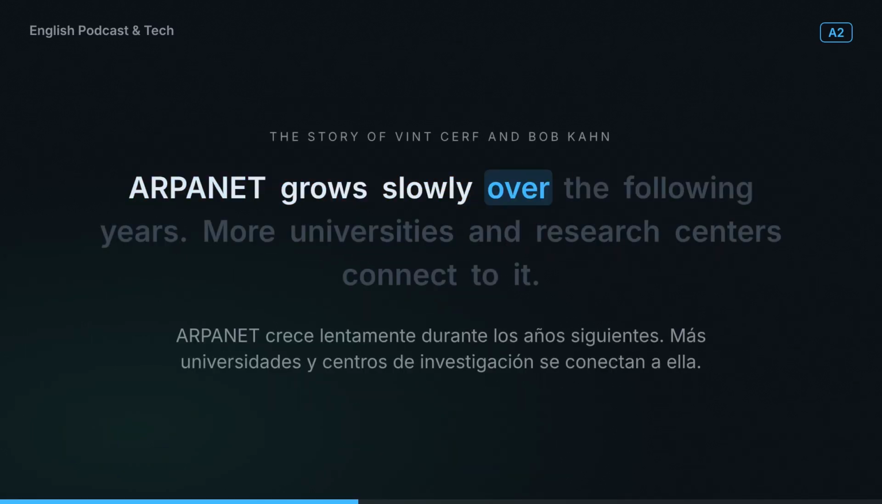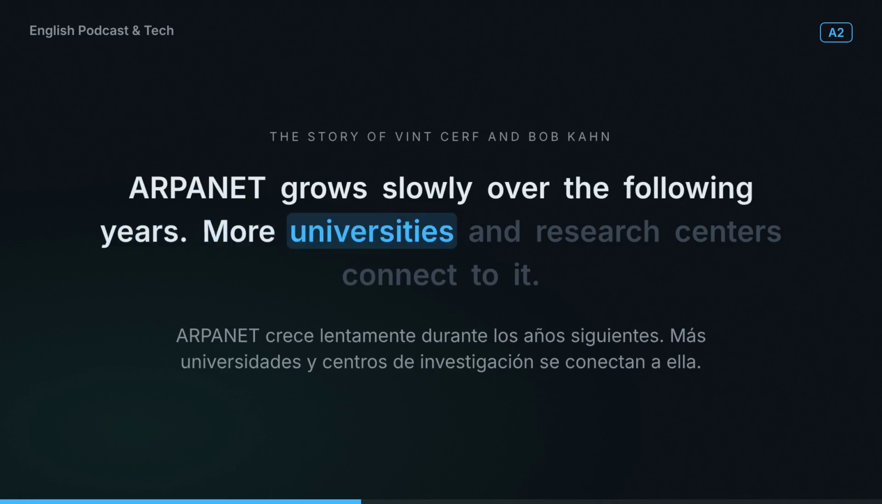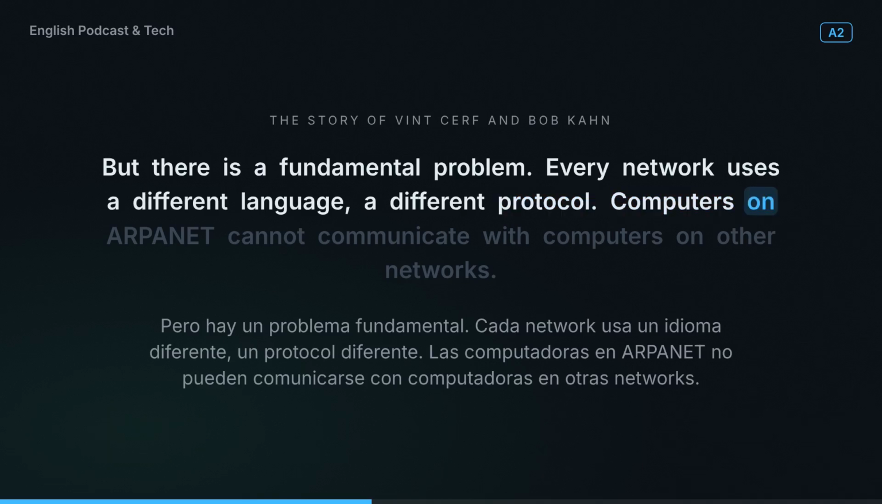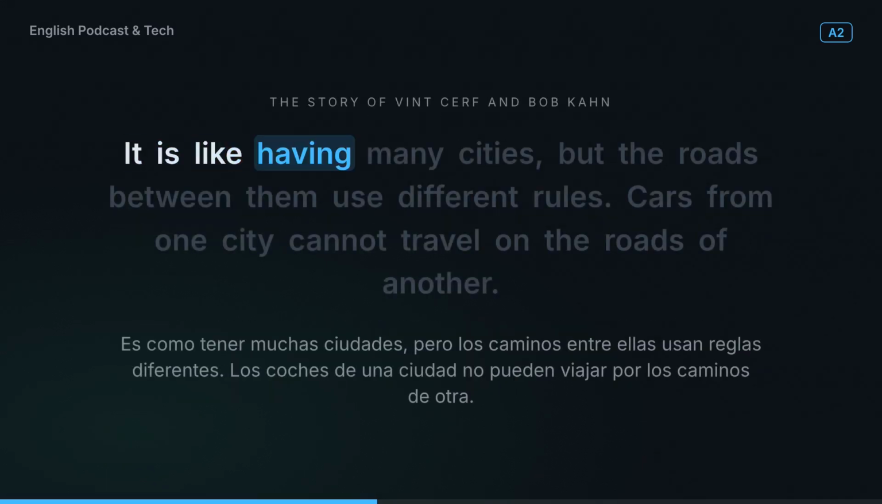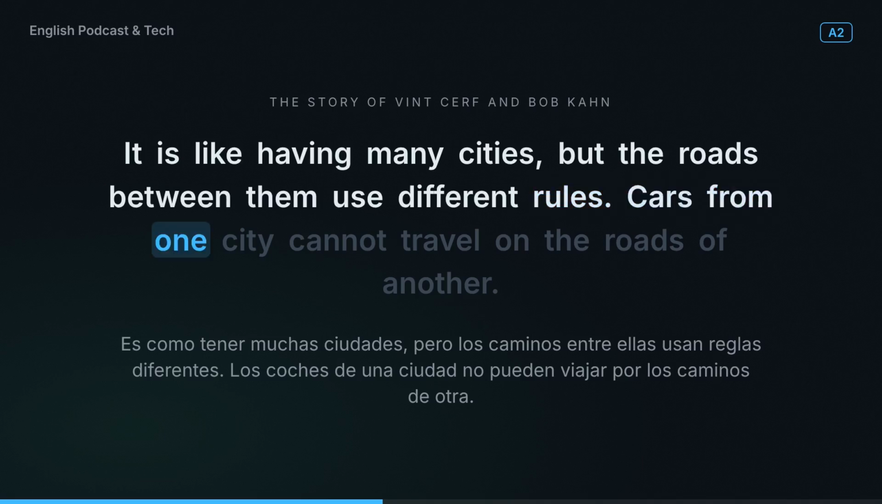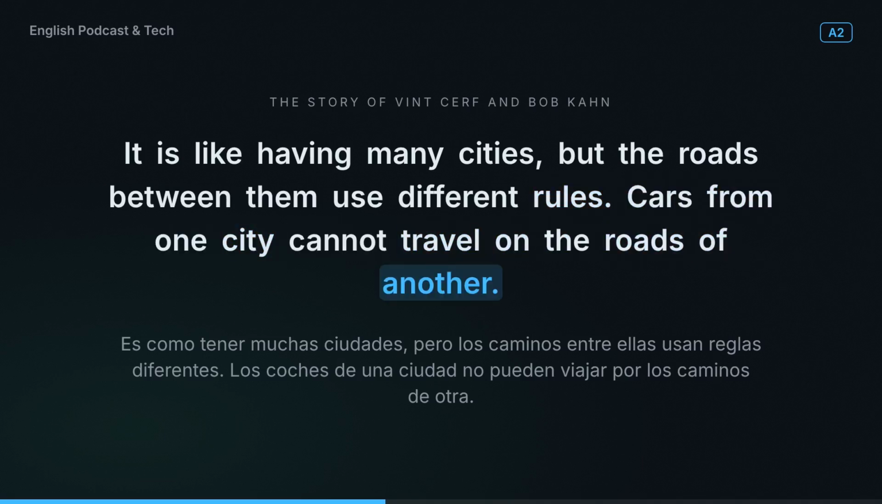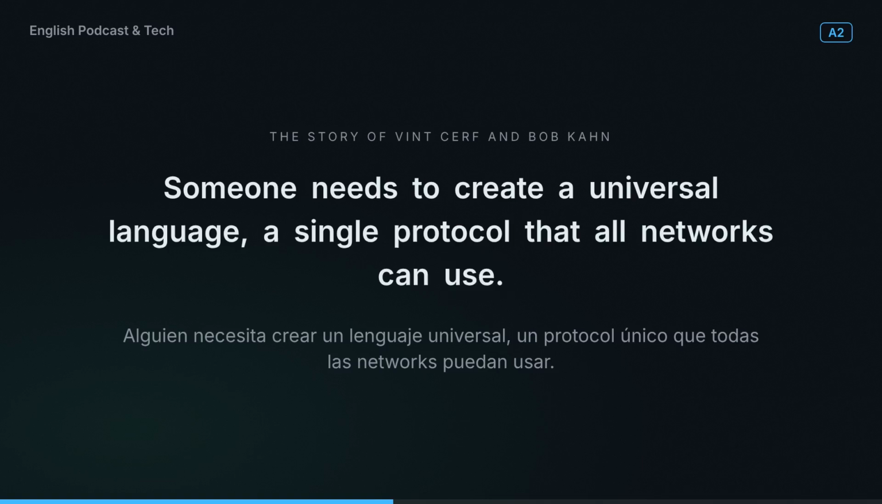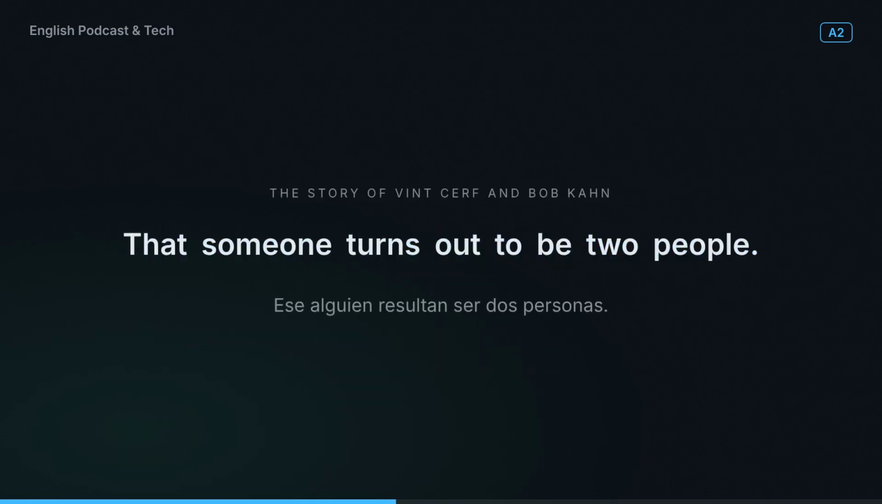ARPANET grows slowly over the following years. More universities and research centers connect to it. But there is a fundamental problem. Every network uses a different language, a different protocol. Computers on ARPANET cannot communicate with computers on other networks. It is like having many cities, but the roads between them use different rules. Cars from one city cannot travel on the roads of another. Someone needs to create a universal language, a single protocol that all networks can use. That someone turns out to be 2 people.